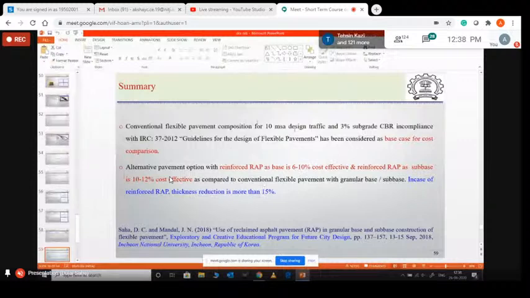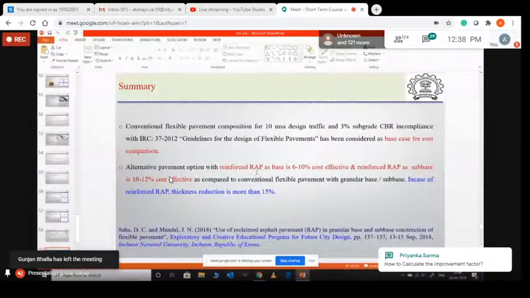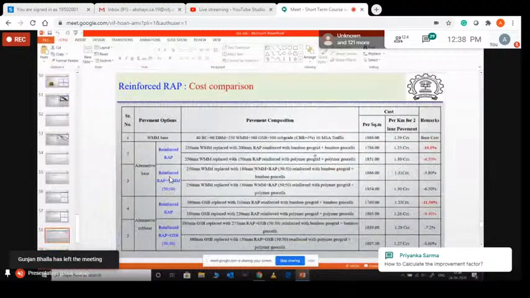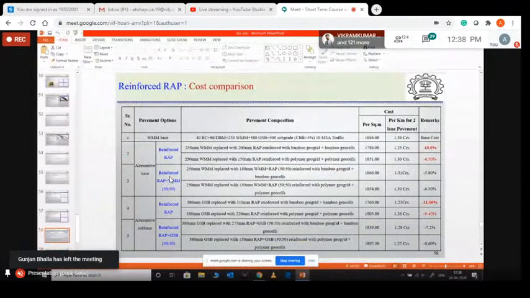Like conventional flexible pavement, as I said, has been used for cost comparison purposes. And as I said, the alternative base has given me a cost reduction of 6 to 10%. The alternative sub base has given me a cost reduction of 10 to 12%.